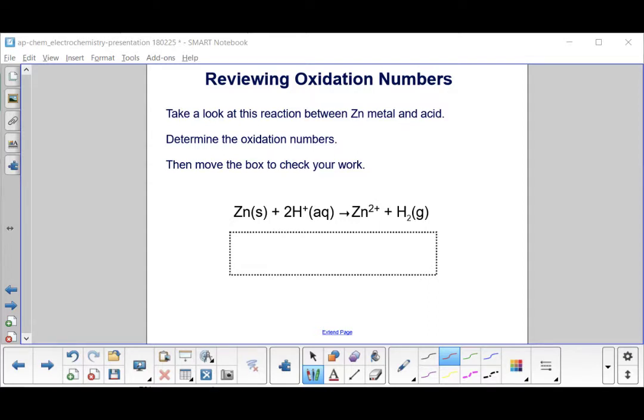Take a look at this reaction between zinc metal and acid. Determine the oxidation numbers. Then move the box to check your work. So I'm going to talk you through this. Remember what we said about the oxidation numbers for metals in their standard elemental form and that of monatomic ions, because that's what we have here. We have 2 elements and 2 ions. So take a minute and then I'll move the box.